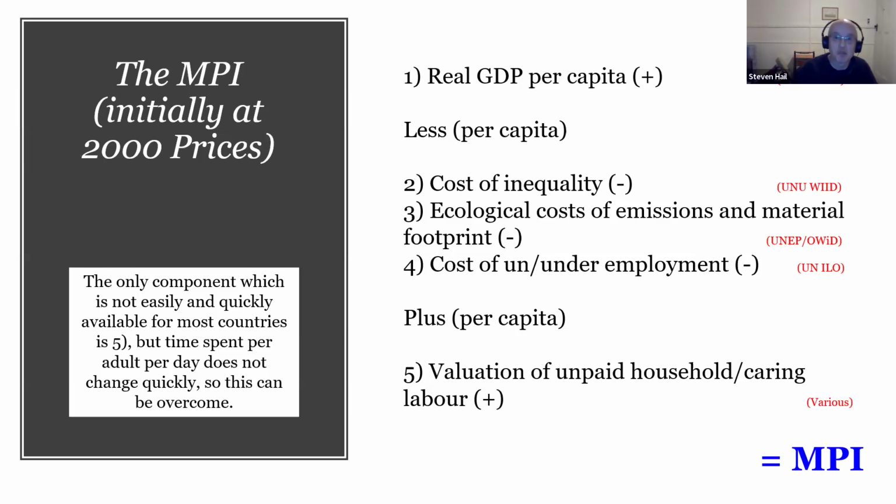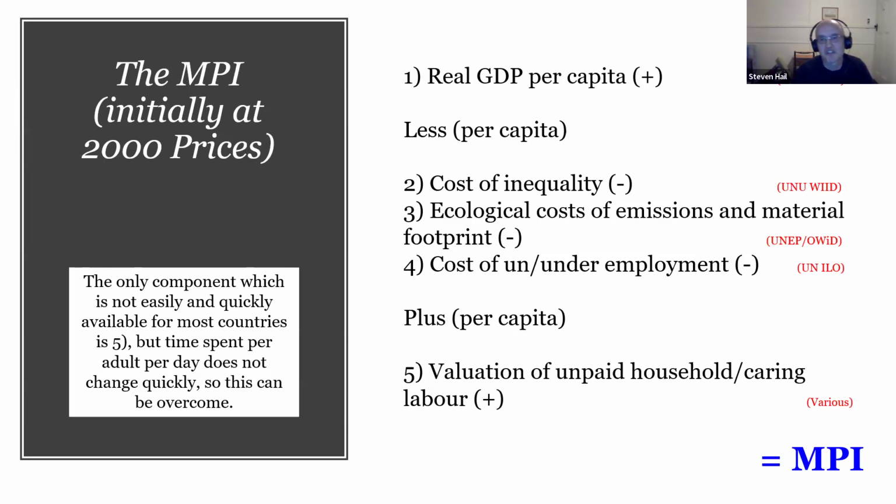I then added on, because it's not in the national income accounts, a valuation for unpaid household or caring labour, which it's important to include in a measure of well-being. This is problematic, though, because there are not widely available international statistics. And in those countries where statistics are available, they're not estimated every year. I mean, when they survey people, when they do time use studies, most countries do not do time use studies every year.